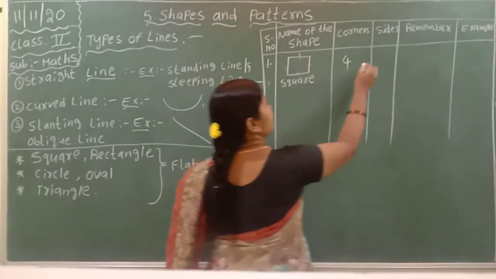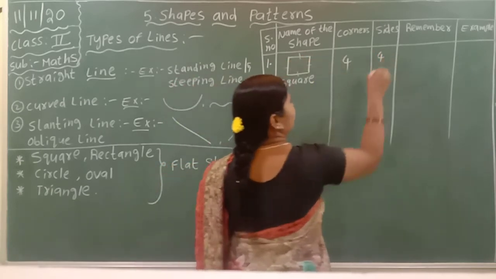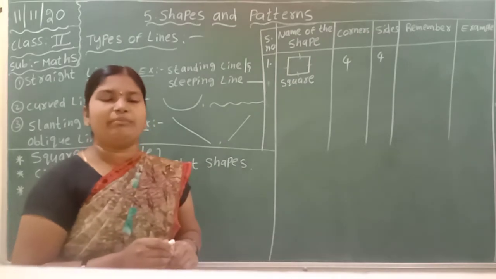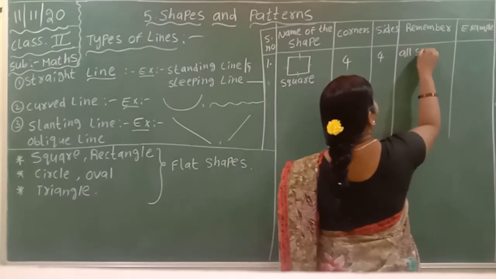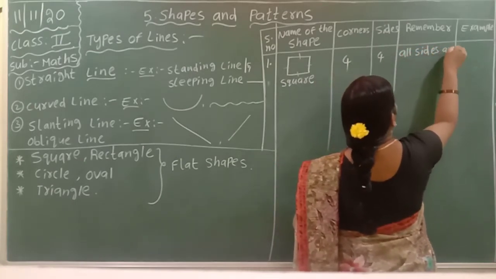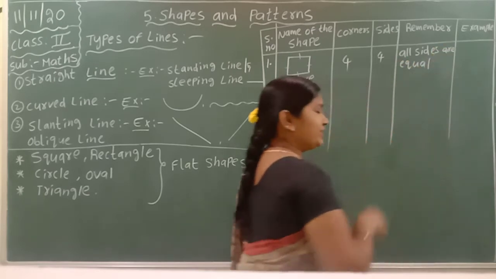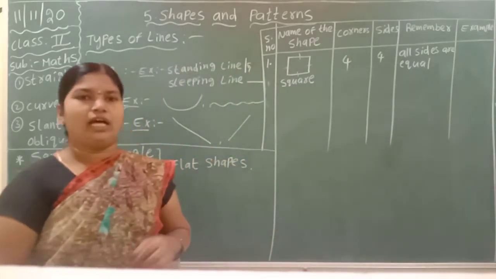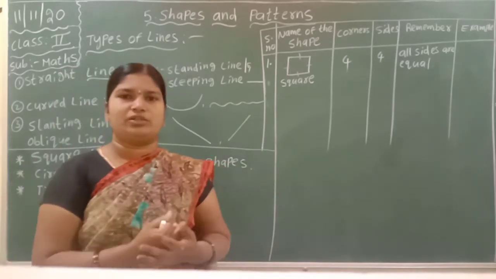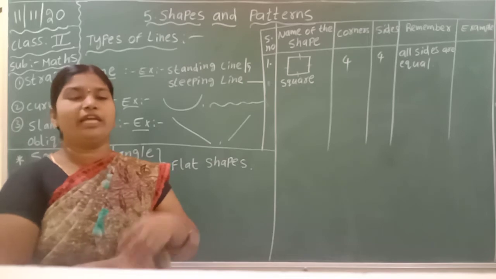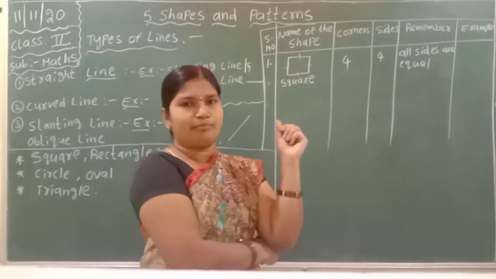Sides are nothing but these lines. These lines are known as sides. How many are there? 1, 2, 3, 4. Four sides. In the square, you have to remember all sides are equal. All sides are equal. And give me one example of a square. Did you observe so many things daily in your daily life? What is the shape of a square? Tell me any one example.